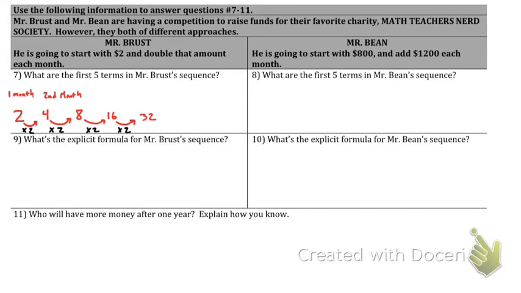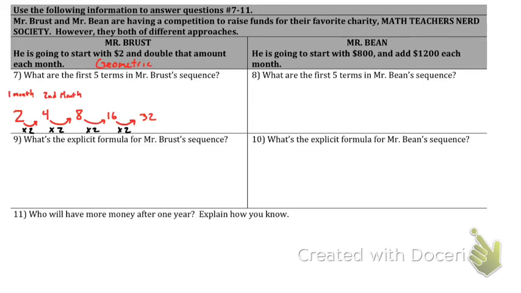Times 2, and that gives me 32. So we are multiplying, which tells us, I'm going to put it up here as a little note, this is geometric. Okay, what is the explicit formula for Mr. Brust's sequence? So remember, we're using the explicit geometric.